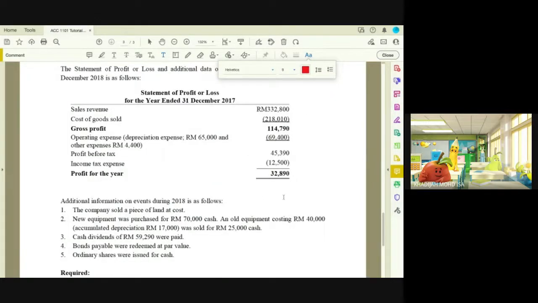So you have profit before tax is 32,000. I mean, profit for the year is 32,000. Let me look at this. Let me highlight that. You have 32,000.